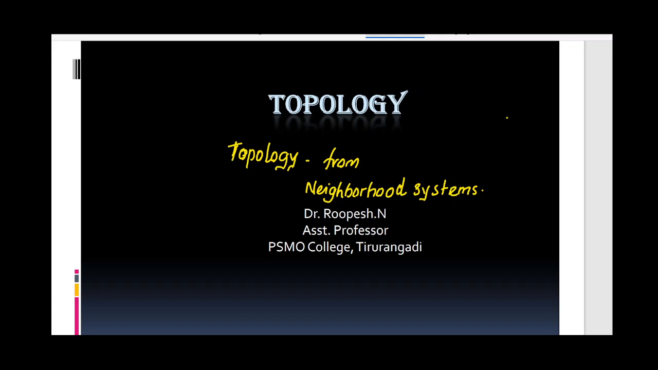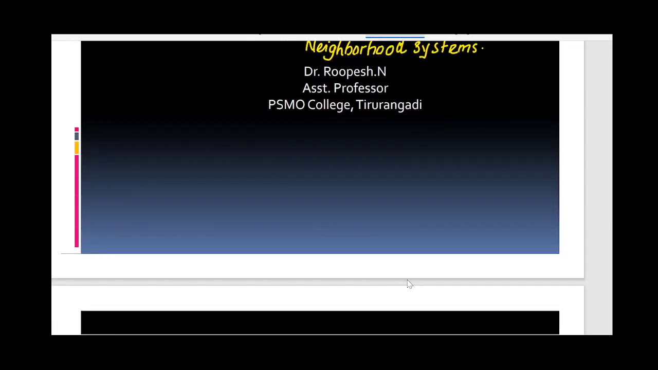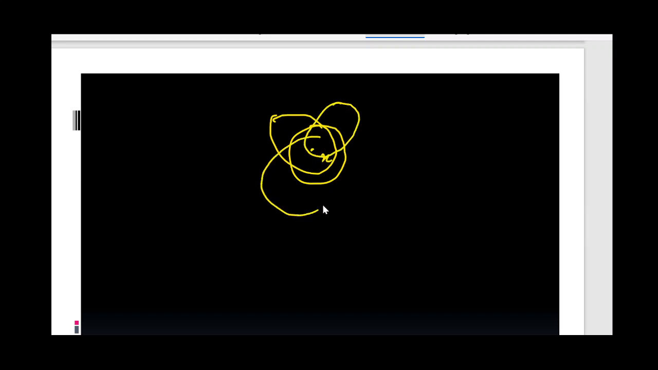Welcome to topology class. Today we will discuss how to get a topology from a neighborhood system. Last class we discussed neighborhoods and neighborhood systems. When you're considering a point X, the neighborhood system means we are considering all the neighborhoods of X in the topology. We will say this collection of neighborhoods is the neighborhood system.